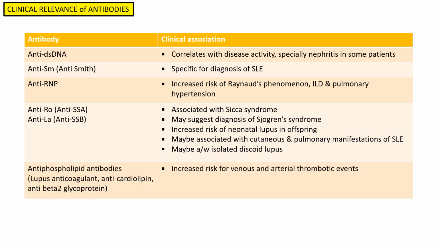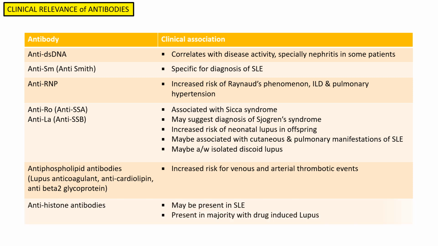Antiphospholipid antibodies, the three most common ones being lupus anticoagulant, anticardiolipin antibodies, and anti-beta-2 glycoprotein antibodies, pose an increased risk for venous and arterial thrombotic events. Antihistone antibodies may be present in SLE, and they are present in the majority of those with drug-induced lupus.